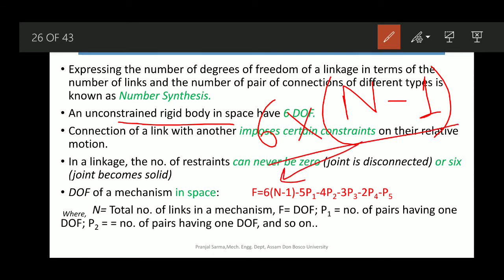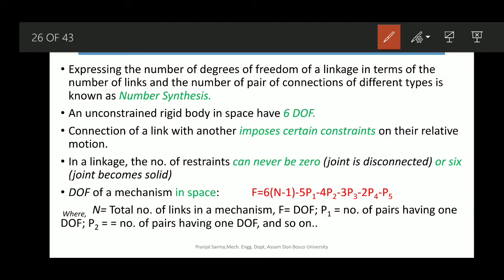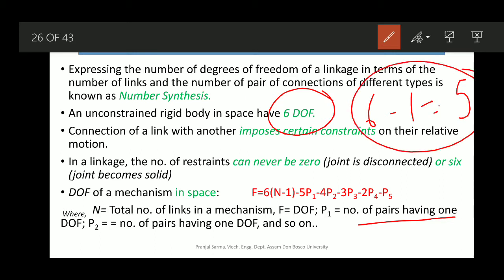Similarly, p1 is the number of pairs having 1 degree of freedom. 1 degree of freedom means what? Only one type of movement. How many total movements are possible? 6 movements. So 1 degree of freedom means one type of movement. So how many movements are not there? 6 minus 1, that is 5 movements are not there. That's why it is minus 5p1.